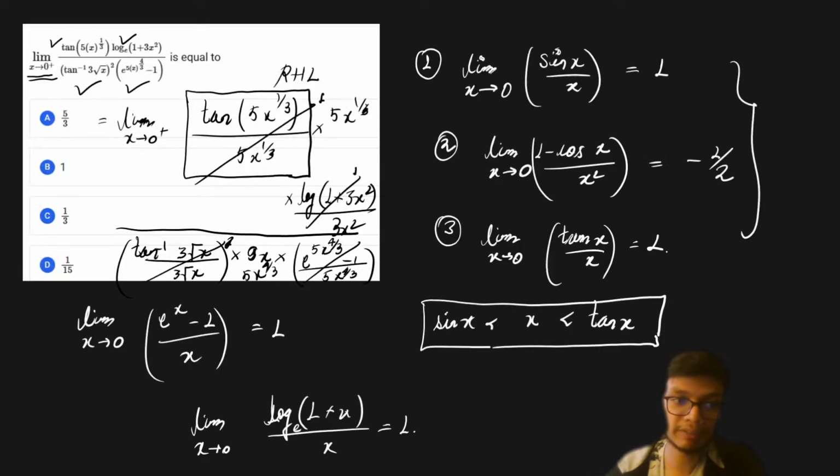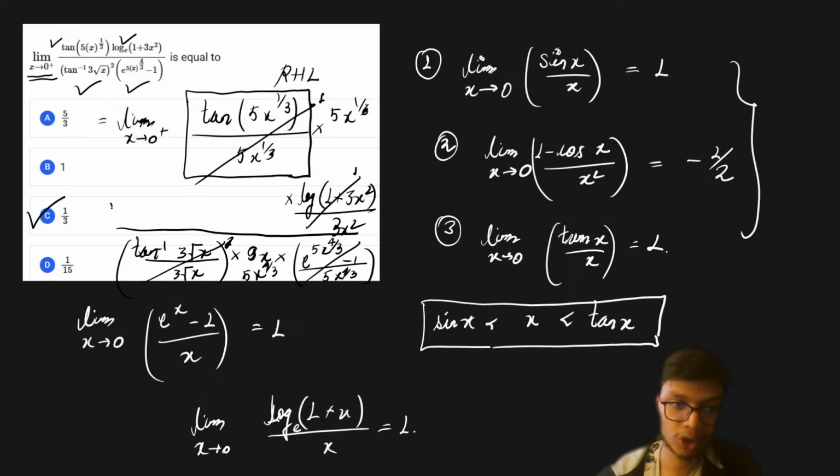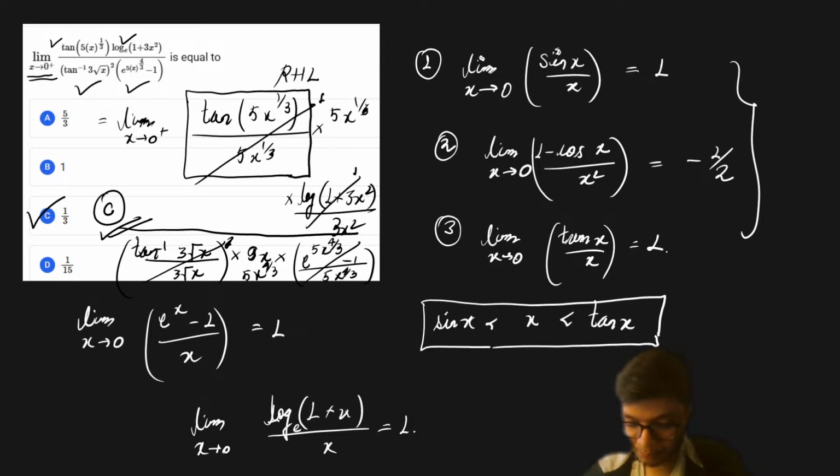Therefore, the limiting value of this problem, the right hand limit, is simply option number C. I hope this question is clear to all of you.